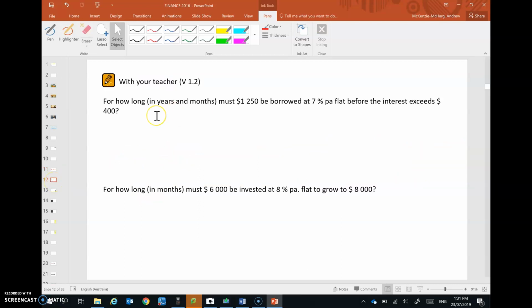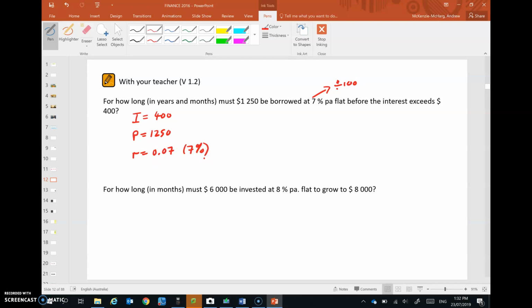For how long, in years and months, must $1,250 be borrowed at 7% flat before interest exceeds $400? Flat, of course, just means simple interest. Okay, so let's write down what we know. The amount of interest is $400. The original amount, the principal, is $1,250. And our rate of interest, when we take that 7% and divide it by 100, is 0.07.